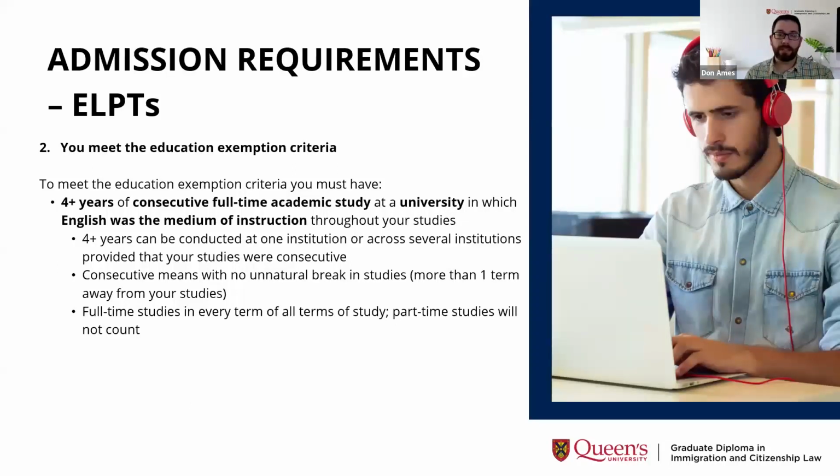Consecutive full-time academic study is really key as well. As I've already mentioned, the consecutive years is key, but consecutive full-time study is also key. If there was any term or reason why you dropped your studies down to a part-time study level, 1 or 2 courses, and it doesn't meet your institution's full-time requirement, you are no longer eligible for the exemption criteria.